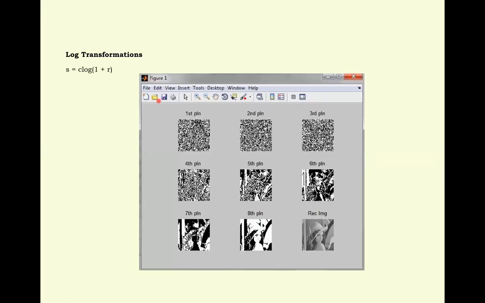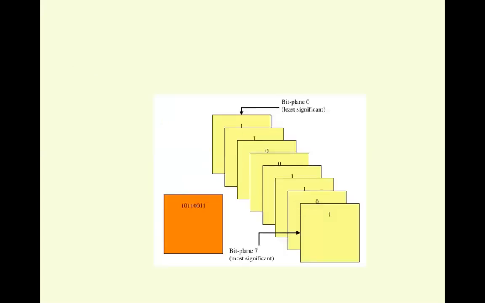So this is another example. This is the first, second, third, and finally this is the 8th plane, and this is the final image, obtained by cumulatively adding all these planes. This is the same idea of how it is formed.